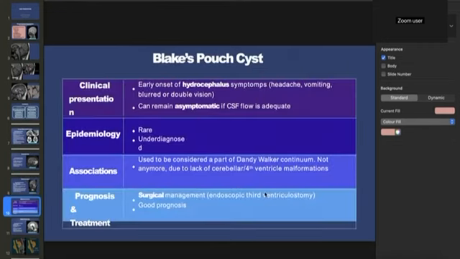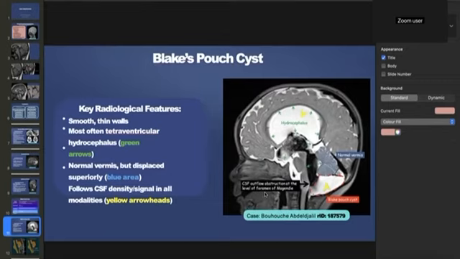The next one is the Blake's pouch. In Blake's pouch, early onset of hydrocephalus is seen. Headache, vomiting, blurred or double vision is seen. Can be asymptomatic if CSF flow is adequate. It used to be considered as a part of Dandy-Walker continuum. Not anymore, due to lack of cerebellar and fourth ventricle malformation. Surgery is the treatment of choice.